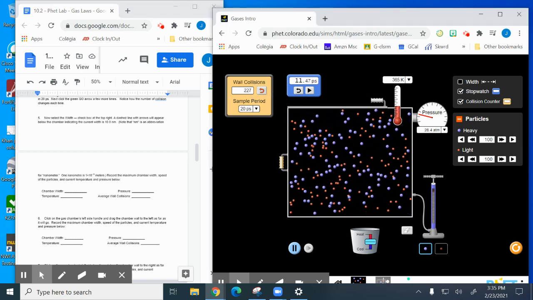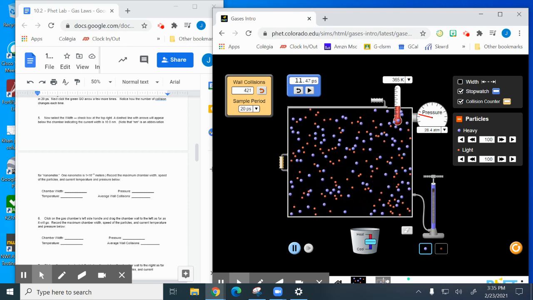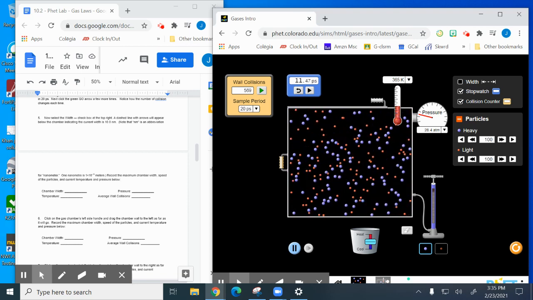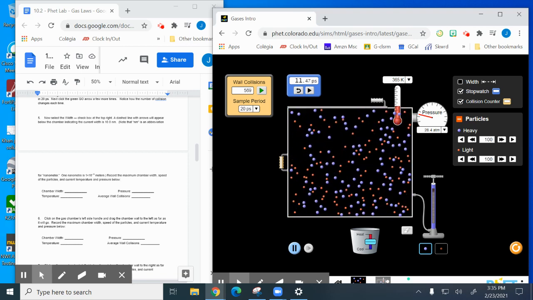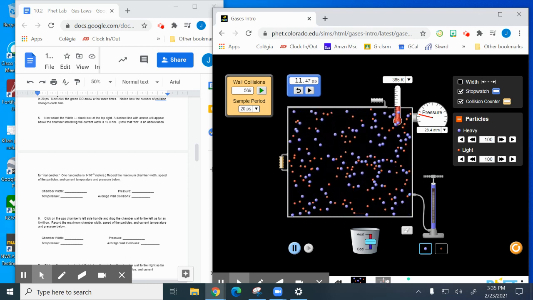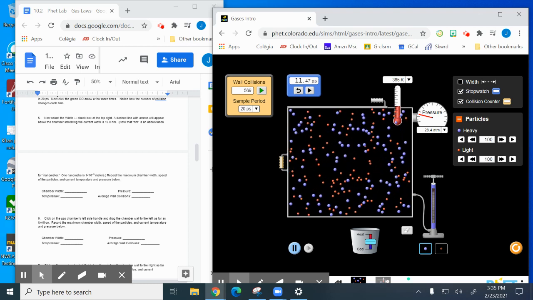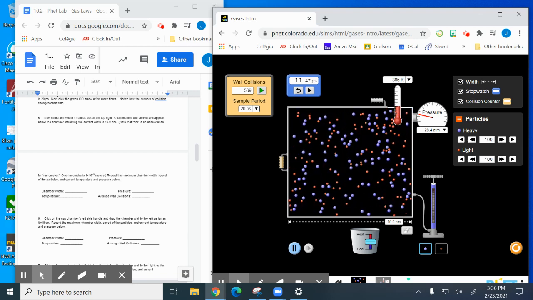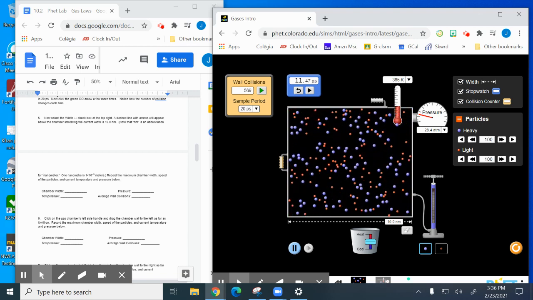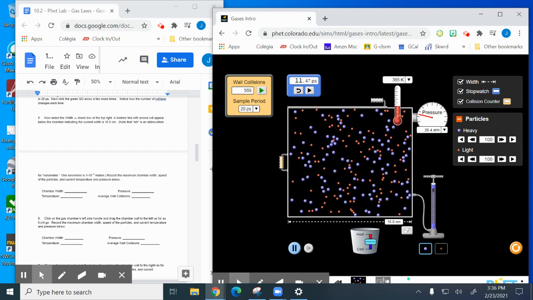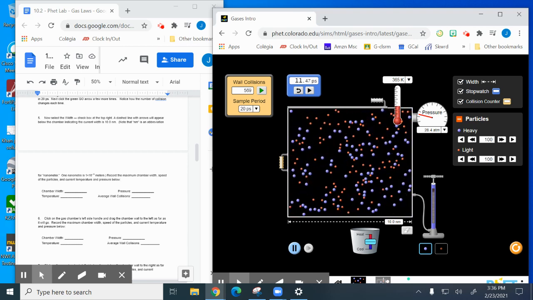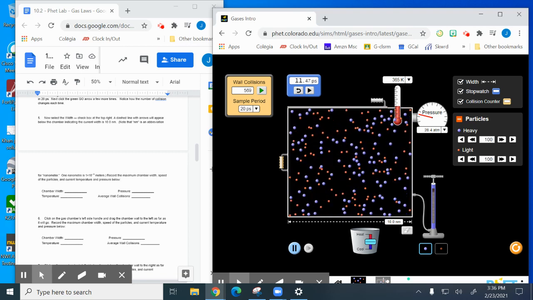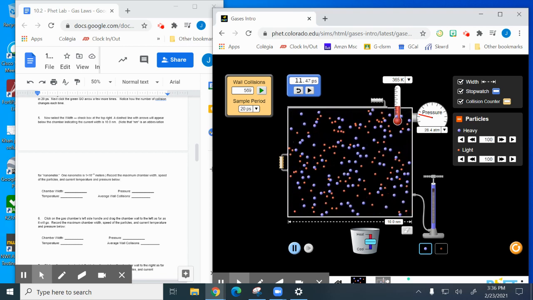Now select the width checkbox at the right. Note a dashed line with arrows will appear below the chamber, indicating the width is 10 nanometers. That's 1 times 10 to the minus 9 meters. So it says I can get the width. There, okay. All right, so there's 10 nanometers. Record the maximum chamber width, speed of the particles, and current temperature below. So you've got to write down how wide the chamber is.